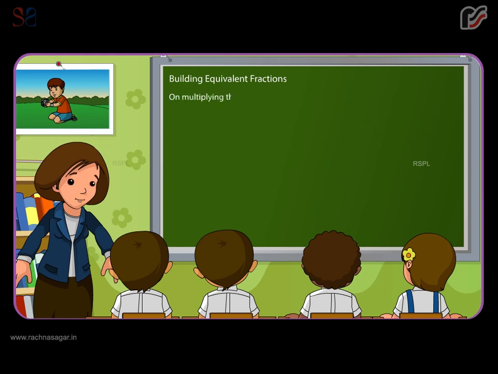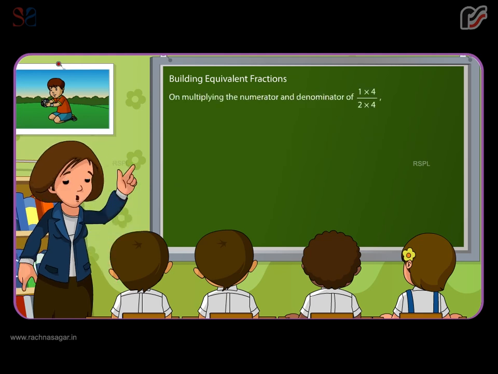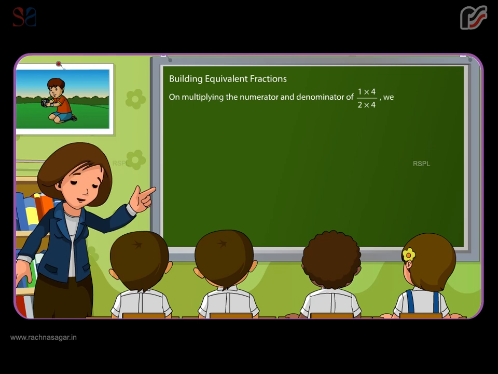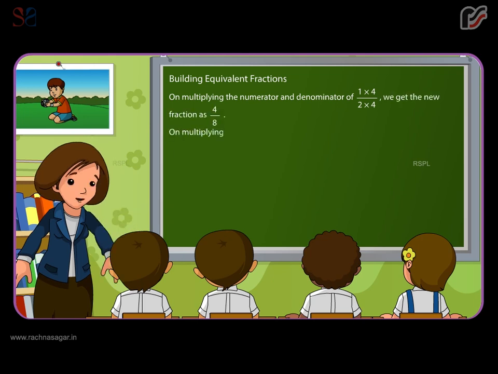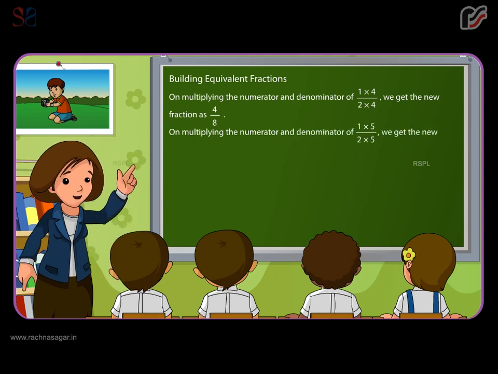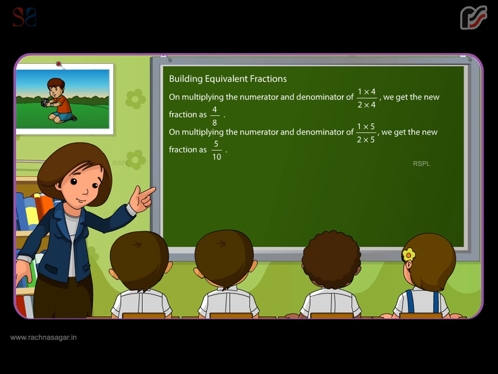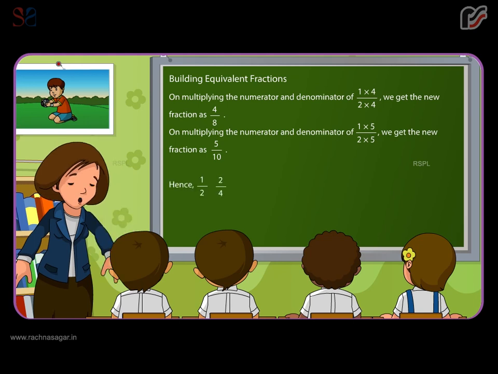On multiplying the numerator and denominator of 1/2 by 4, we get the new fraction 4/8. On multiplying the numerator and denominator of 1/2 by 5, we get the new fraction 5/10. Hence, 1/2, 2/4, 3/6, 4/8, and 5/10 are equivalent fractions.